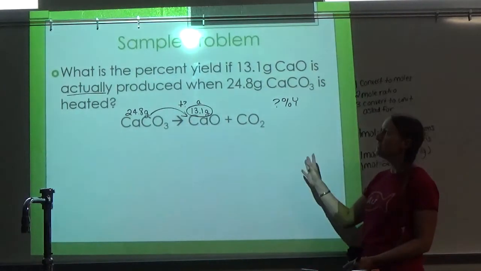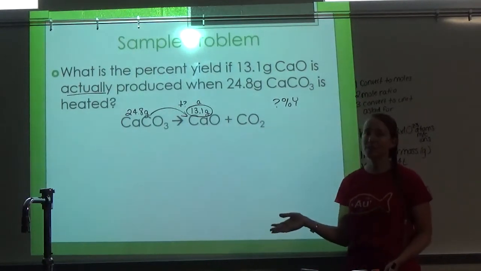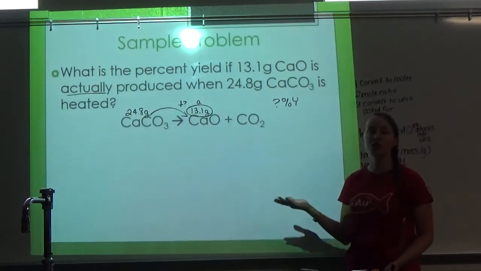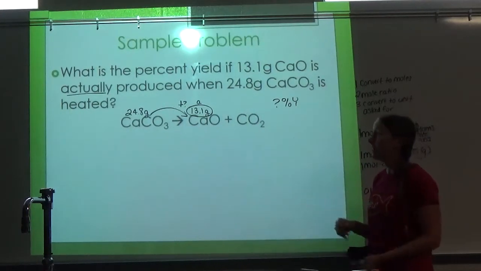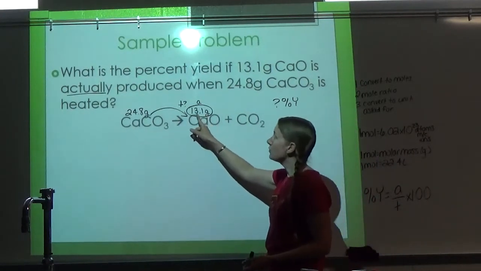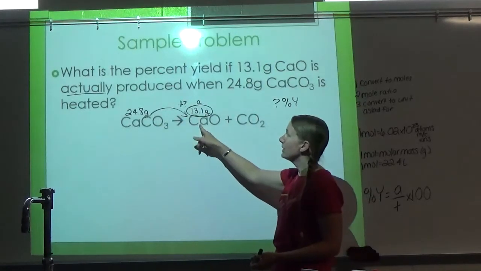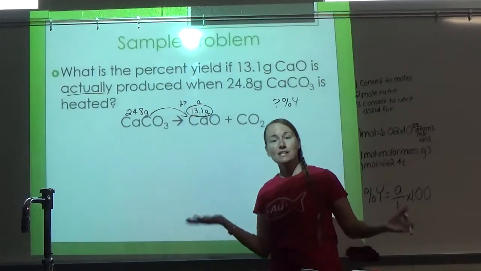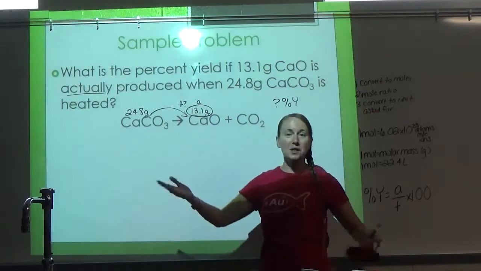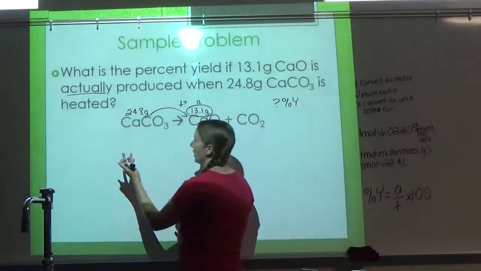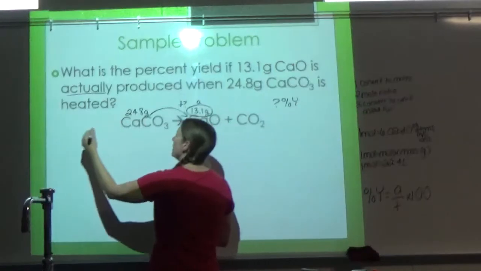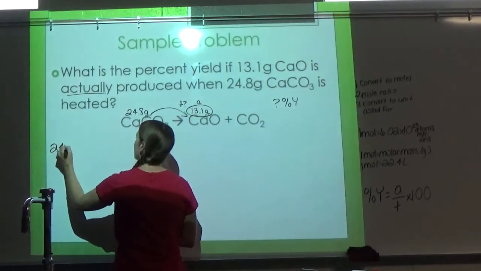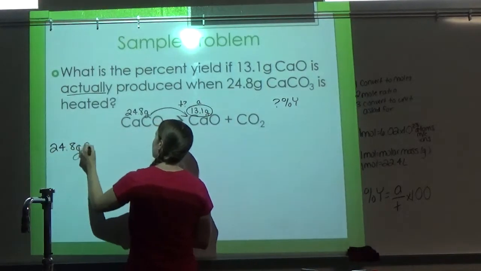Okay, so for percent yield, the biggest struggle I see for people is figuring out where to start, how to set the problem up. Okay, so they're going to give us an actual, but we need to figure out the theoretical of that same substance. All right, and we do that through a basic 3-step stoichiometry problem. Just the basic 3 steps that we all know and love. So we start with what we know. So we know that we reacted 24.8 grams of CaCO3.